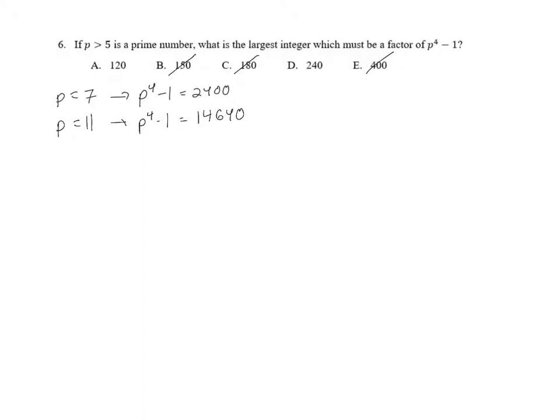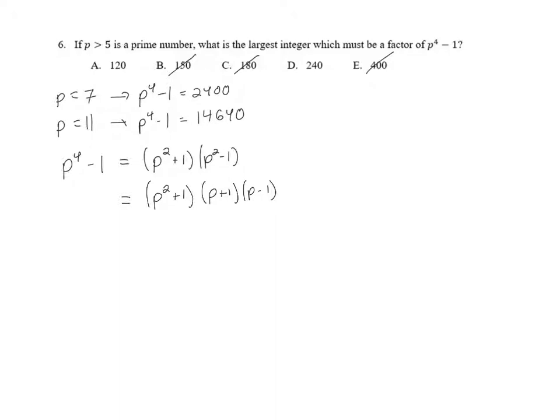And the way to do this is to factor the polynomial p to the fourth minus 1. We know that it's a difference of squares, and that will factor into p squared plus 1 times p squared minus 1. But p squared minus 1 is also a difference of squares, so we still have the p squared plus 1, but p squared minus 1 factors into p plus 1 times p minus 1.